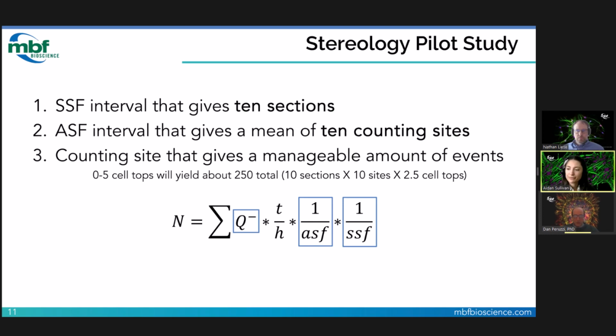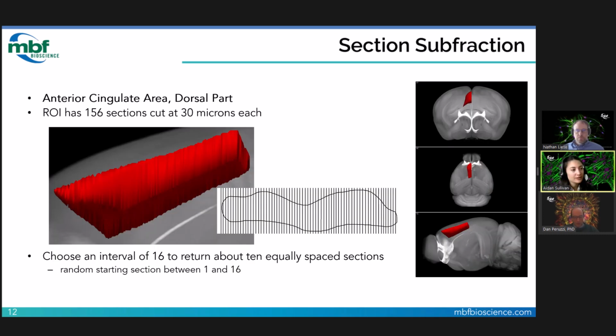This is the criteria for the pilot study. Yeah, I think that makes sense. Let's start with looking at my data and see if we can figure out what an optimal section subfraction would be then. Okay, to start this pilot study off, you're going to select one animal, hopefully a representative animal, from a group. Okay, do I choose a treatment or a control animal for the pilot study?